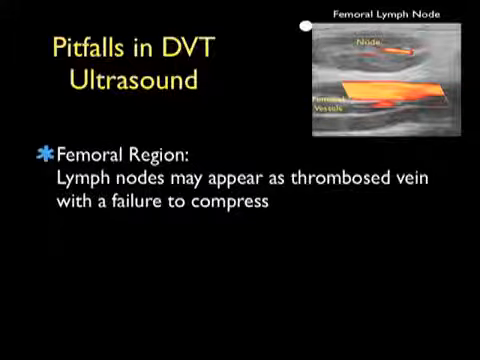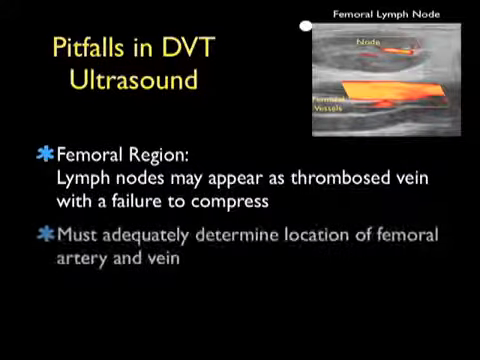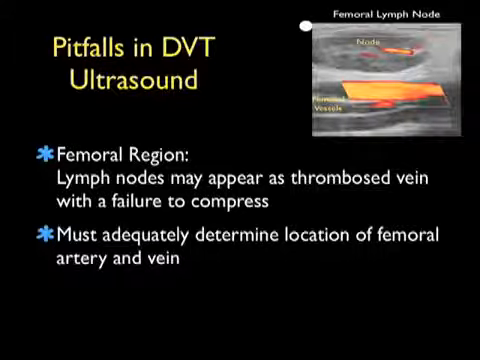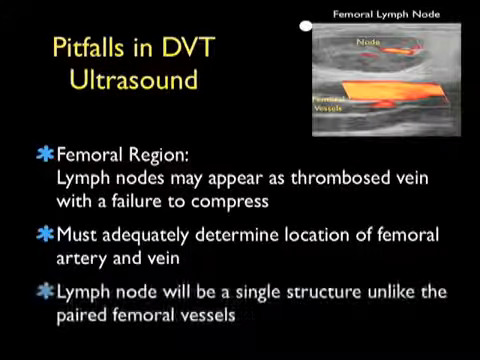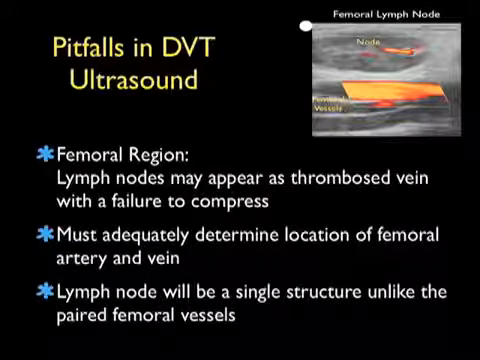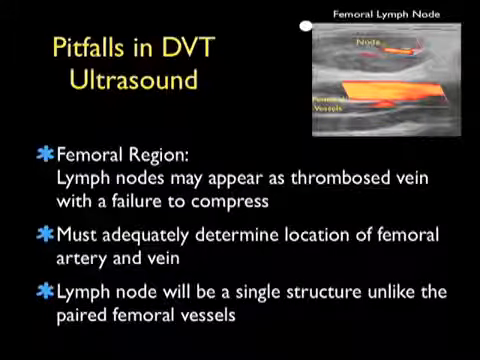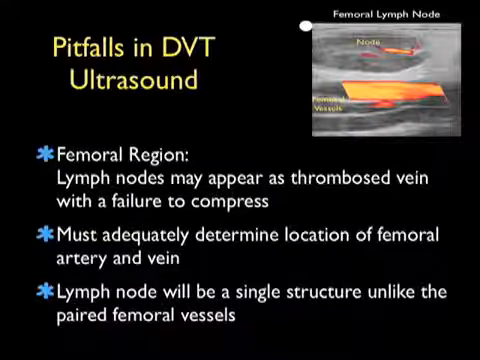In the femoral region, lymph nodes may appear as a thrombosed vein with a failure to compress on bedside sonography. Therefore, it's very important to adequately determine the location of the femoral artery and vein and compare that to the location of the lymph node. The lymph node will be a single structure unlike the paired femoral vessels. Also, the lymph node will usually be seen more superficial to the vascular structures of the femoral artery and vein.